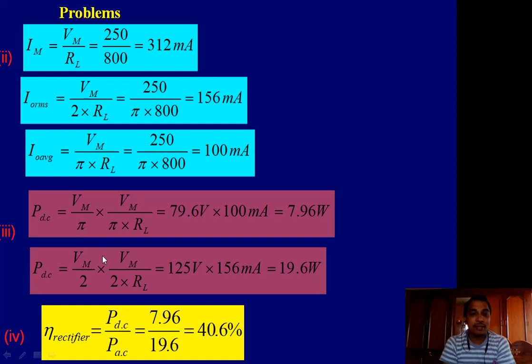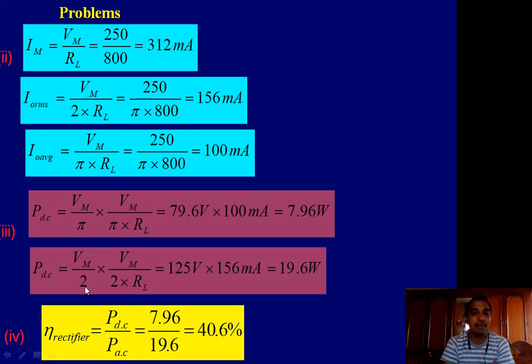Next, the third part, DC power output available. This is the DC power, please make a note. PDC is Vm by pi into Vm by pi into RL, that is V naught DC into I naught DC. So 79.6 into 100 milliamps, that is 7.96 watts. And for AC power, please make the change here, this is PAC.